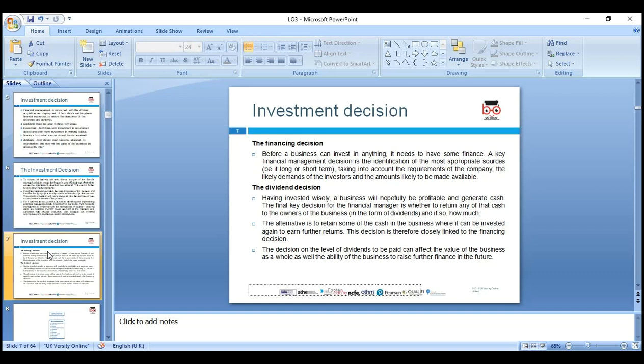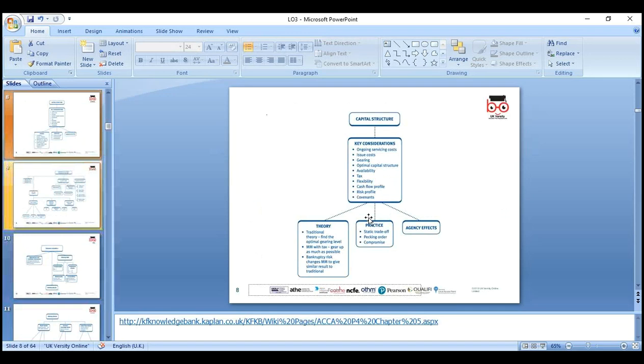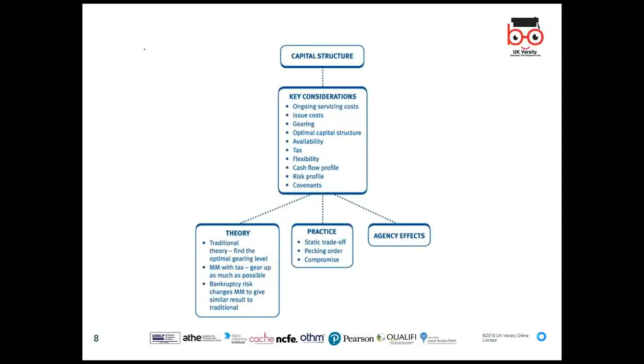I earlier discussed dividend policy. We need to make sure it is consistent, and we can use different models to analyze. So I copied a few things and the links for the reading. Capital structure, key consideration, ongoing servicing cost. Yes, if we are investing, we need to make sure of the servicing cost involved as well. We need to account for it when we make a decision to invest in anything.